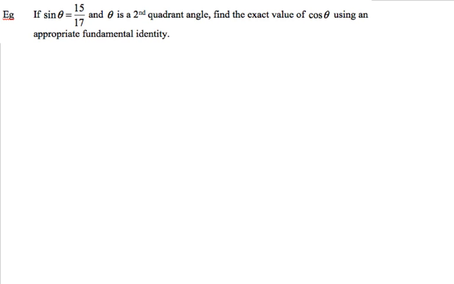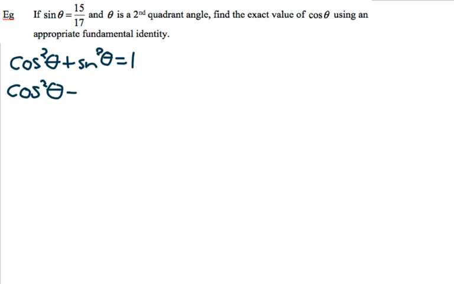So what we need is an identity that has just sine and cosine with nothing else. The only option for that is one of our Pythagorean identities, cos squared plus sine squared equals 1. And to be brutally honest, this equation is going to come up a lot in our study of trig identities. It is going to be one of the most useful ones and the most used ones. So we know sine theta, so we'll fill it in.